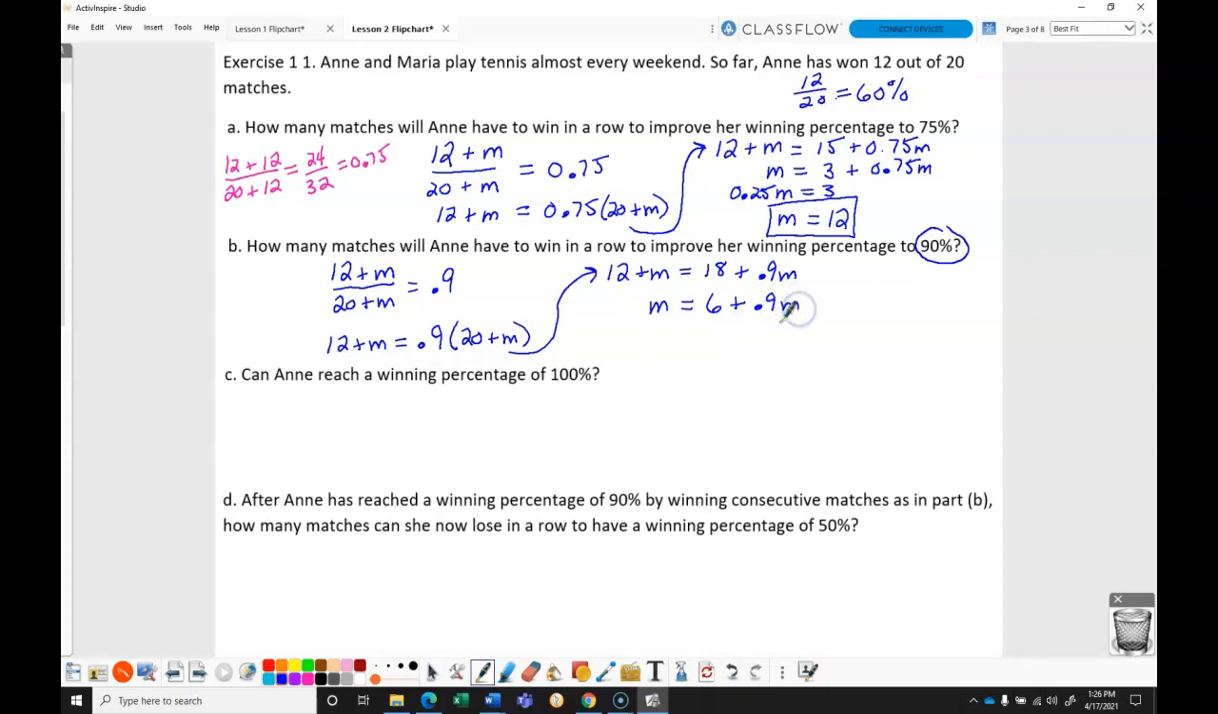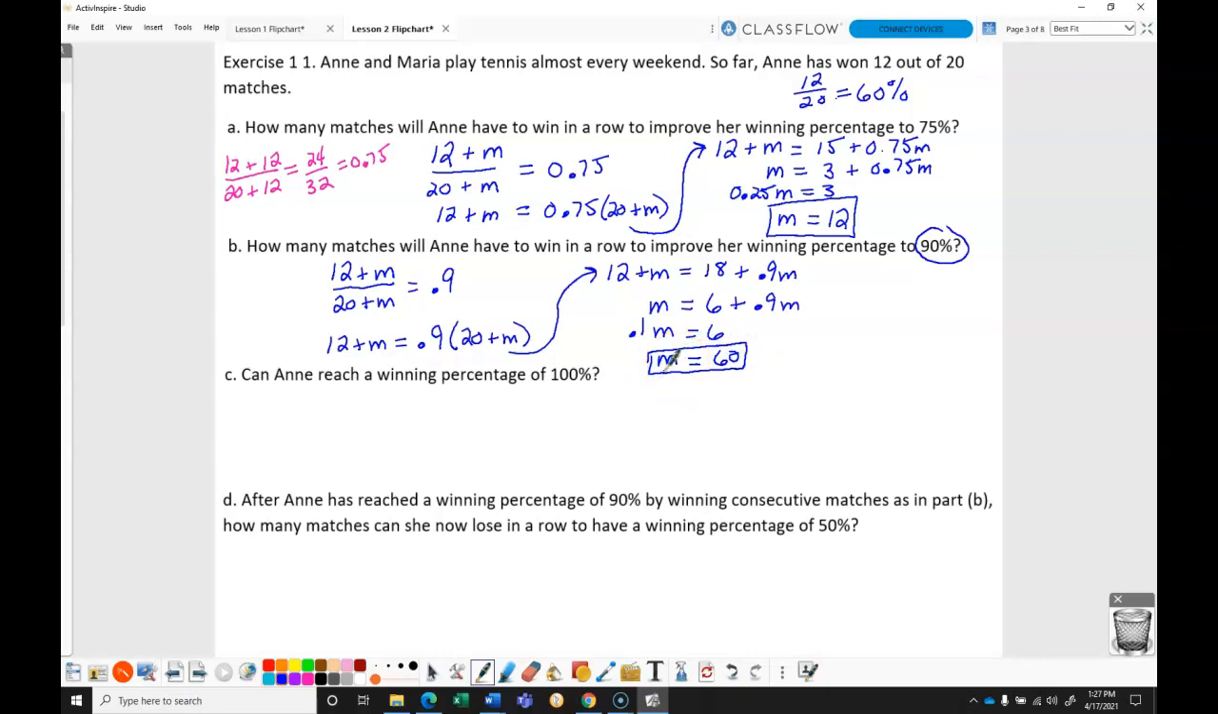I'm going to subtract 0.9m from both sides. That gets me 0.1m equals 6. And that's the same as 1/10m. So I'm actually going to multiply both sides by 10 to get rid of it. So 60. She would have to play 60 additional matches to get to 90%.